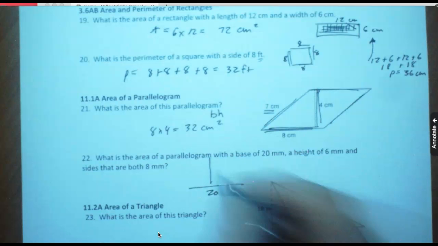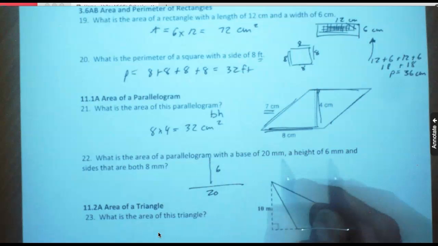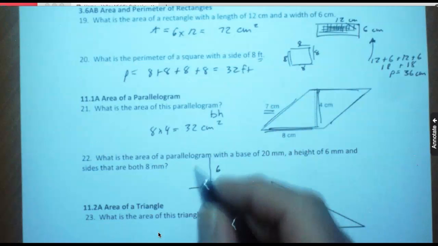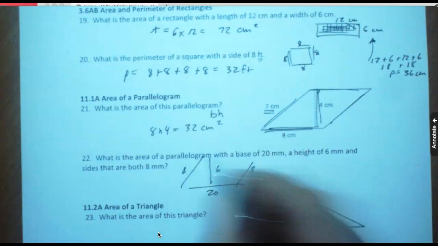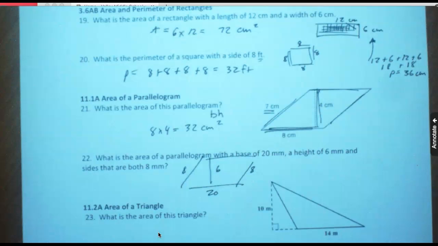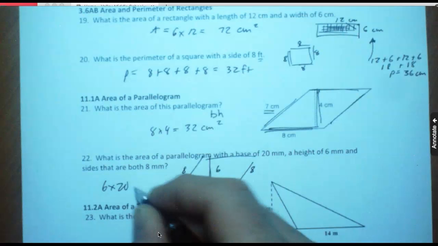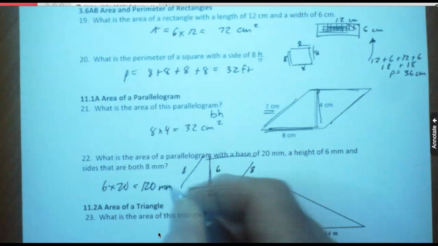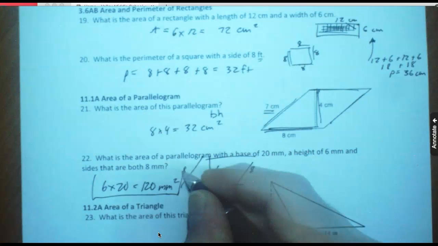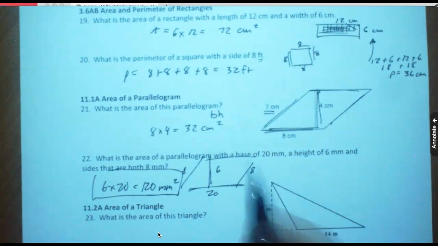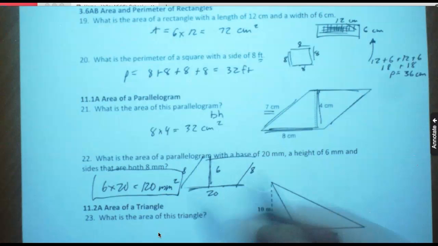Okay, what is the area of a parallelogram with a base of 20 and a height of 6, and sides that are 8 millimeters? So these are 8 over here. Well, again, it's base times height. It's 6 times 20, which equals 120, and that's millimeters squared. Right here, you can double check my work. Base 20, height 6, sides, and then I just connected everything to it.